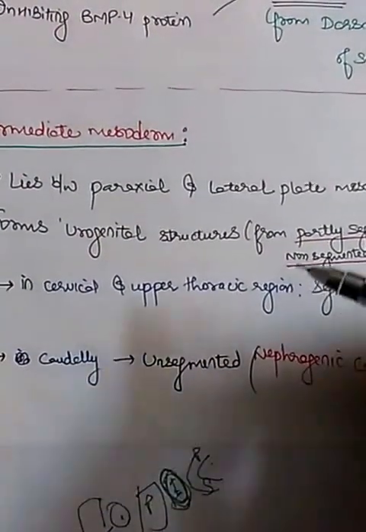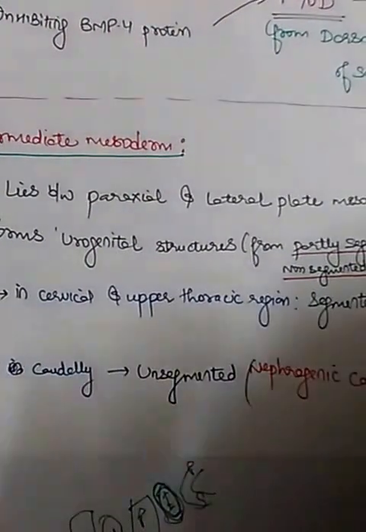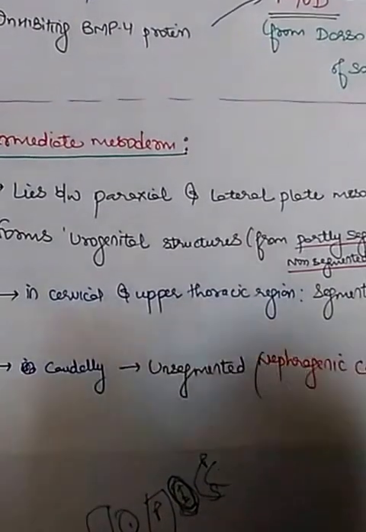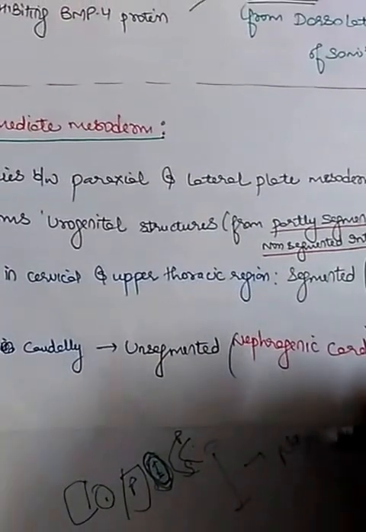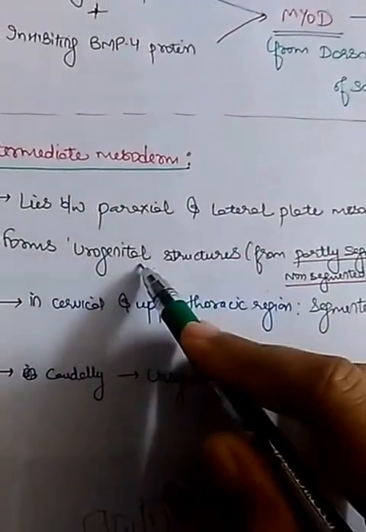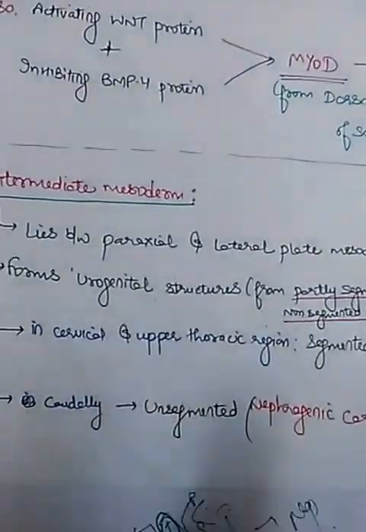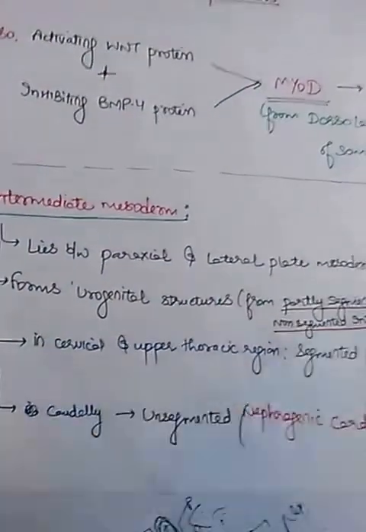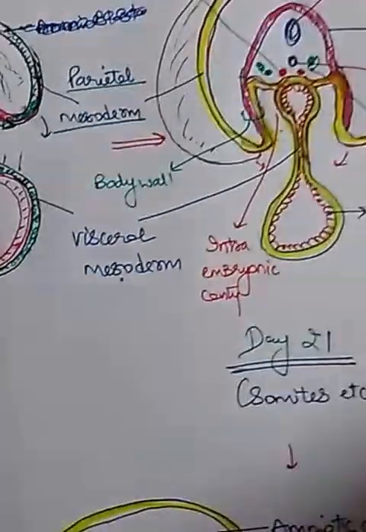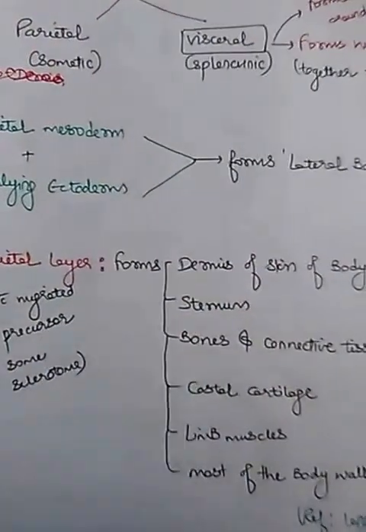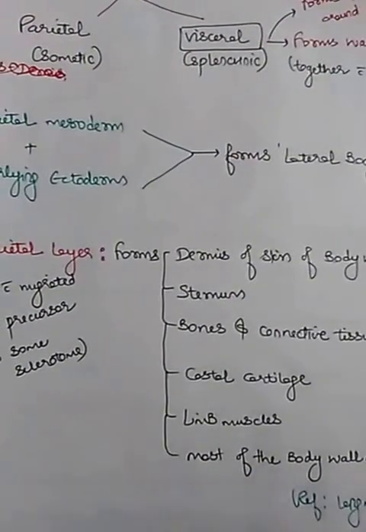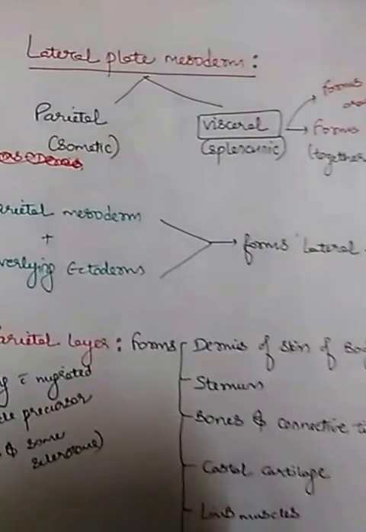In the cervical and upper thoracic region, it is segmented and forms future nephrotomes, whereas caudally it remains unsegmented and is called the nephrogenic cord. Both of these structures together form the urogenital structures, about which we will study in the embryology of the urogenital system. Now, these were paraxial and intermediate mesoderm. For paraxial mesoderm we read about somites, and now intermediate mesoderm we have read. Now comes lateral plate mesoderm.